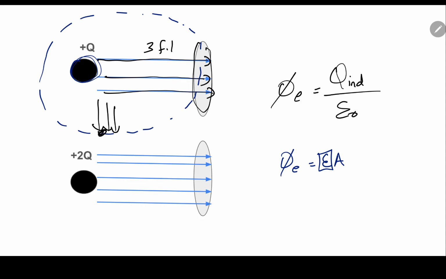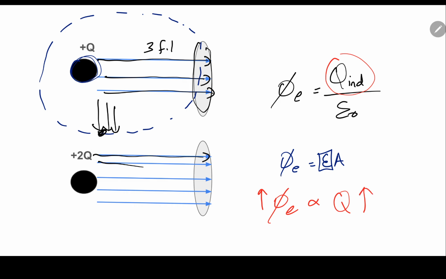The second thing I told you is that it's dependent upon charge. So what happens if we go from plus Q to plus 2Q? When we go to plus 2Q, what's going to happen is your electric flux will increase. So electric flux will increase as we go from plus Q to plus 2Q. Okay, so you see now we are having way more field lines.